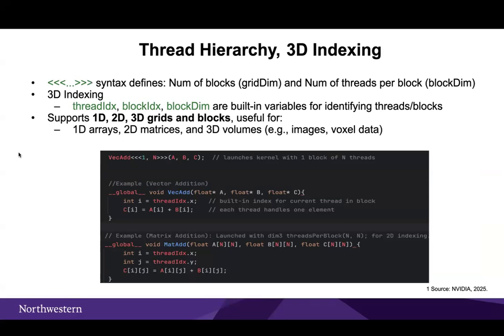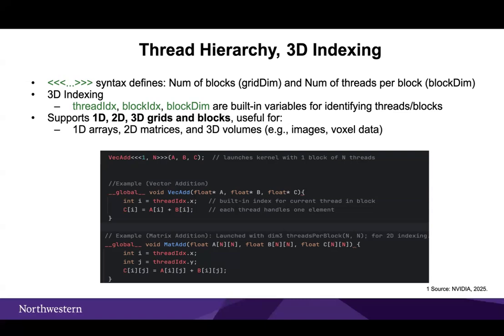CUDA thread hierarchy and 3D indexing allow programmers to use the angle brackets syntax to define the size of gridDim and blockDim. The built-in variables threadIdx, blockIdx, and blockDim can be used directly in the kernel function to uniquely identify each thread and its position in the grid. This mechanism supports 1D, 2D, and 3D grid and block structures, which is very suitable for efficient parallel processing of multi-dimensional tasks, such as vector, matrix, and volume data.